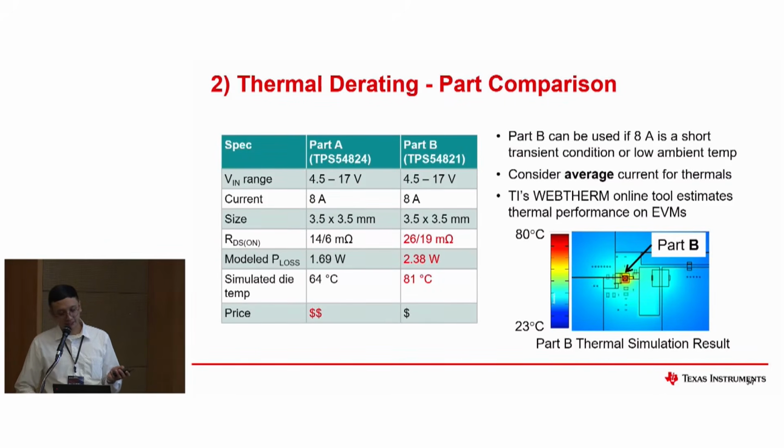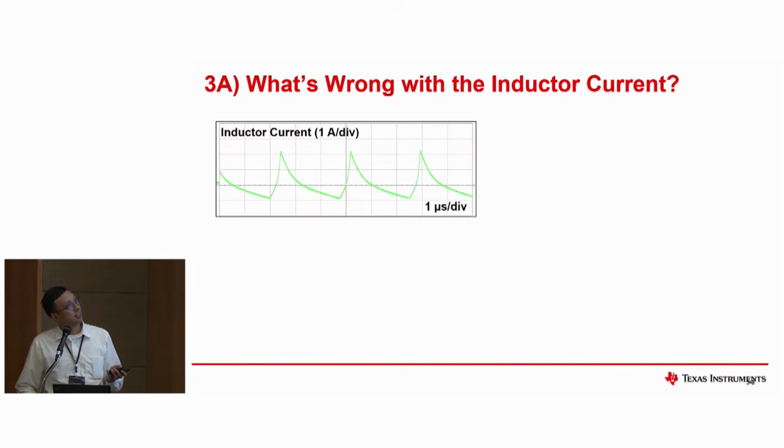So moving to the next. So this is the inductor current. So this is a waveform of the inductor current. Can somebody tell me what's wrong with the inductor current here? Sharp, it goes up very sharply, and then it's not triangular, it's sawtooth. It's not sawtooth. Correct, okay. So anyone know why this is happening?